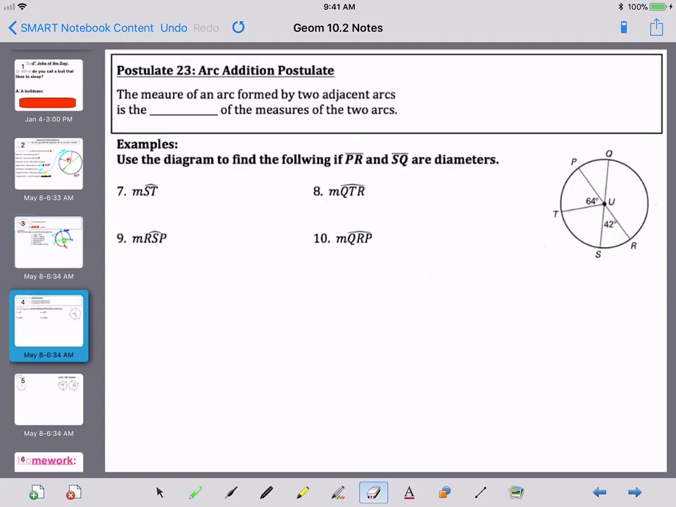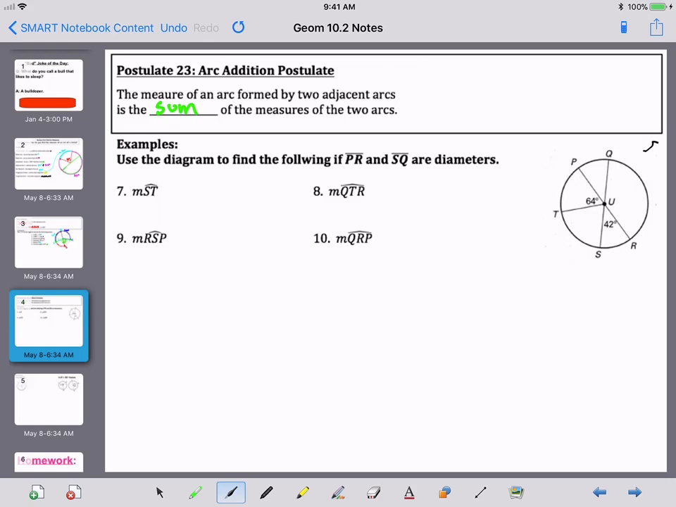All right, now our postulate 23 has to do with arc addition. And this is actually probably going to look really obvious once we start to discuss. It turns out that the measure of an arc formed by 2 adjacent arcs is the sum of the measures of the 2 arcs.